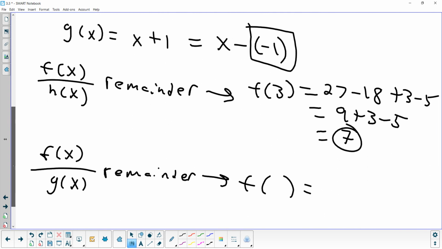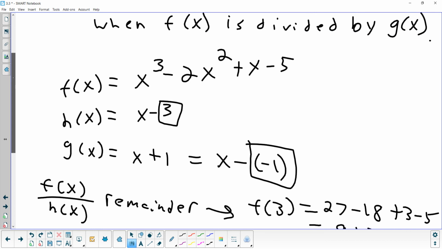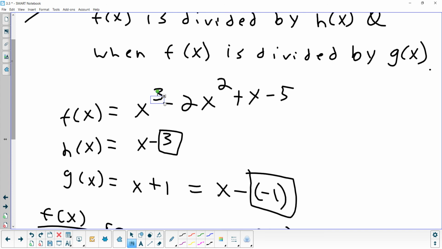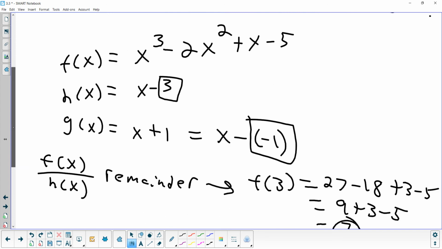So we've got negative, let's see, what is that going to be? -1 cubed is -1. -1 squared is 1. 1 times 2 is 2.